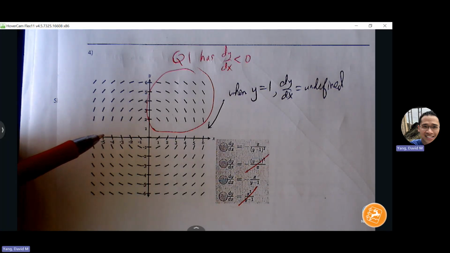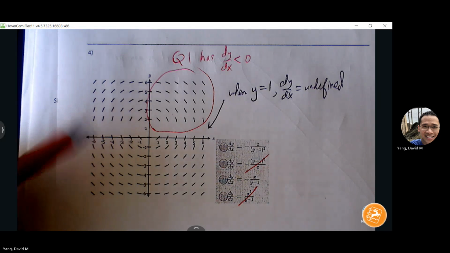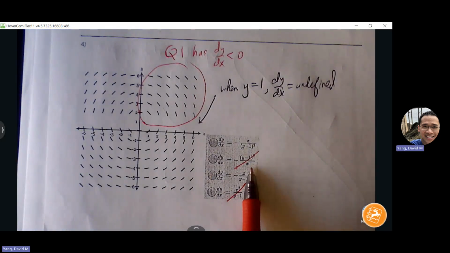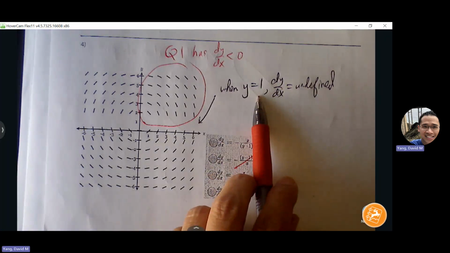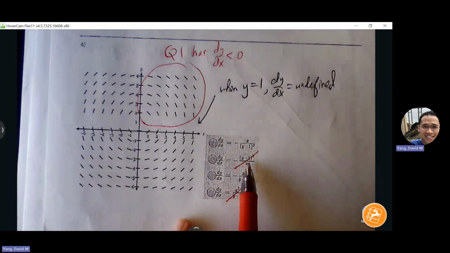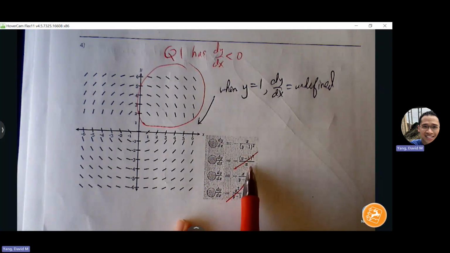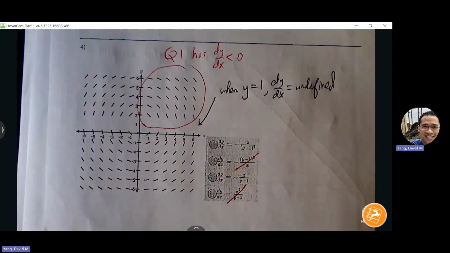Why is B out? Oh, why is this one out? Yeah. Because if I plugged in 1 for y, I should be getting undefined. If I plug in 1, I'm not necessarily getting undefined. I'm getting 0, which is not that.